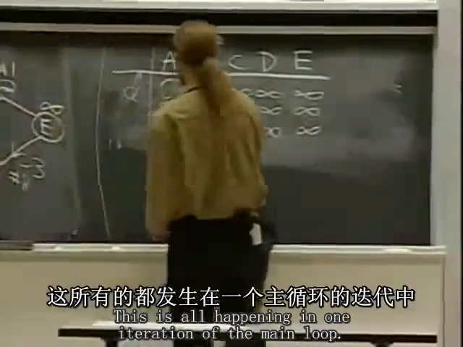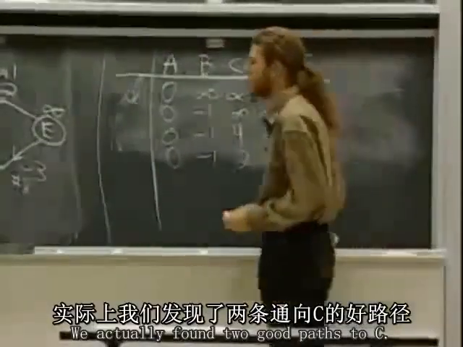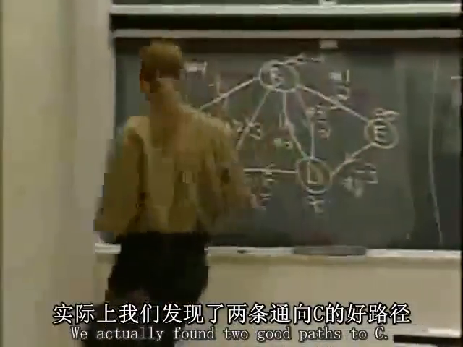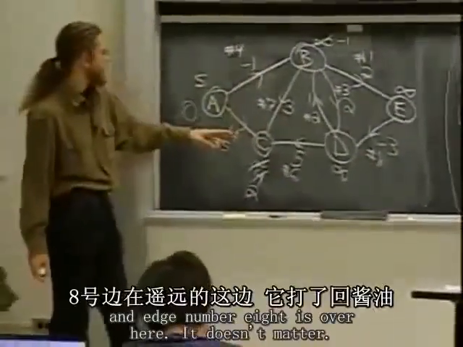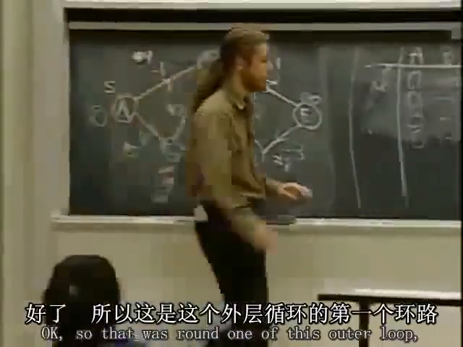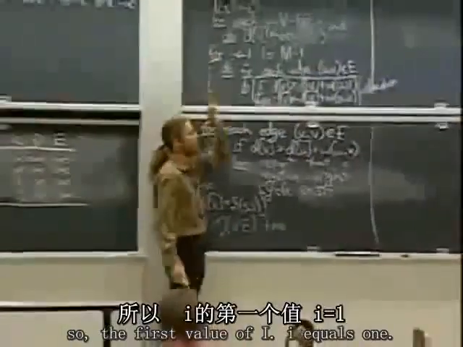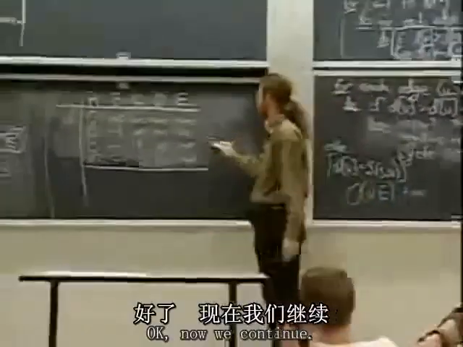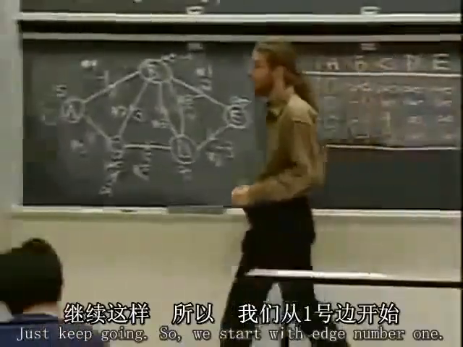This is all happening in one iteration of the main loop. We actually found 2 good paths to C. We found one better than the other. Okay, and that was edge number 7, and edge number 8 is over here. It doesn't matter. Okay, so that was round 1 of this outer loop. So the first value of I equals 1. Okay, now we continue. Just keep going.